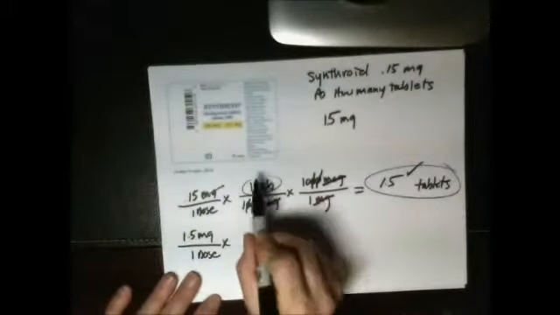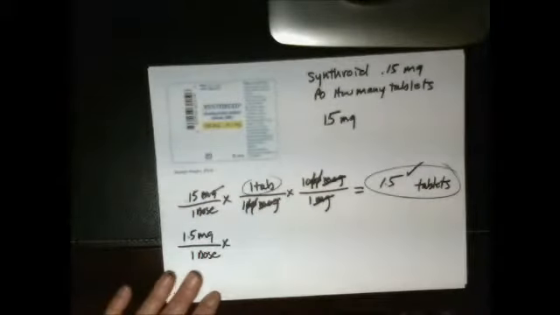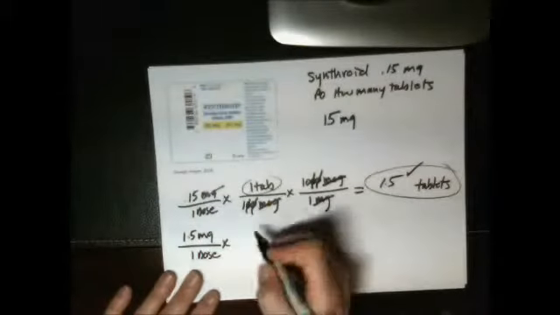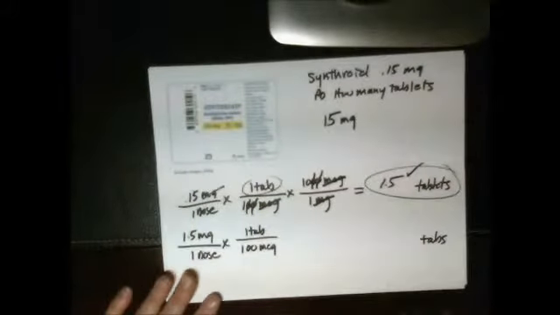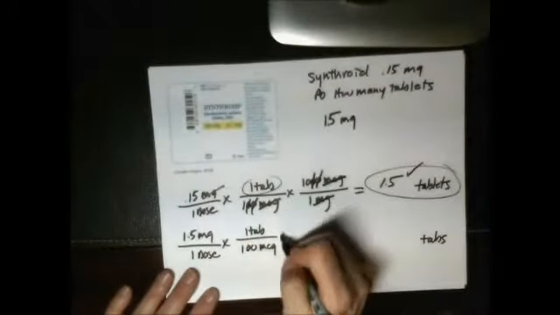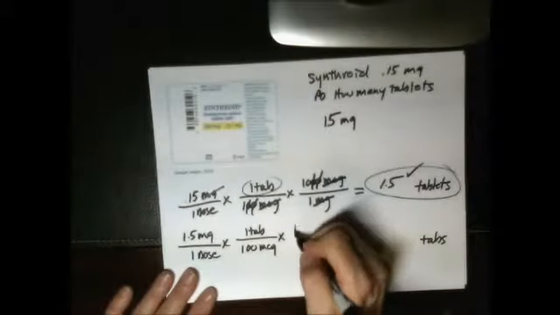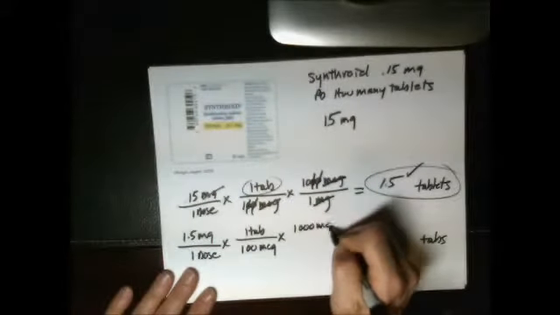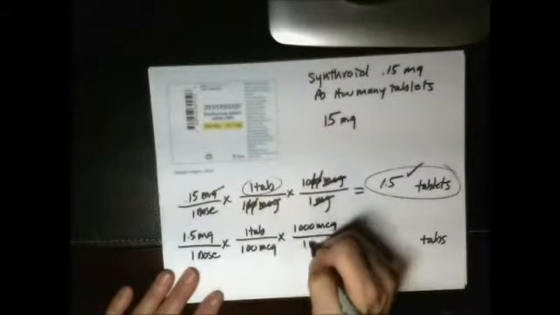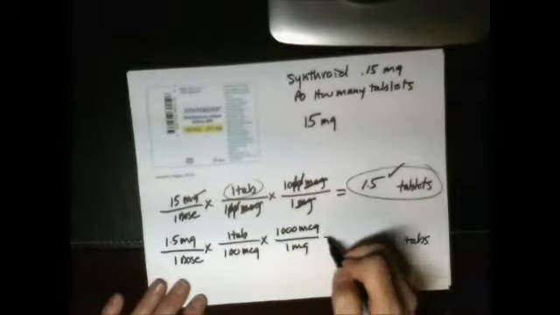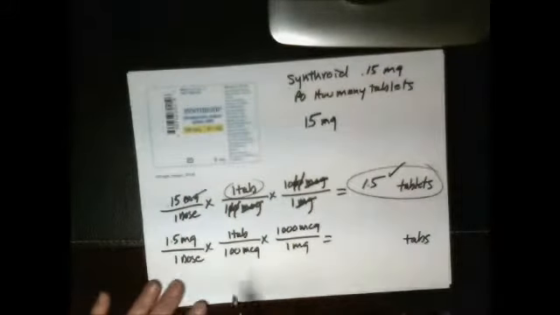And in the next fraction, we're going to put what we have in the pharmacy. And we know that that is 100 micrograms in 1 tablet. We want our answer in tablets, so we're going to put that over here. We need our conversion factor. We know that 1,000 micrograms equals 1 milligram. So we're going to, again, cancel our like units.